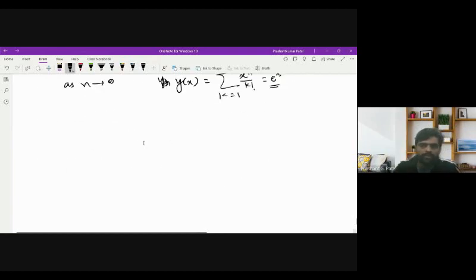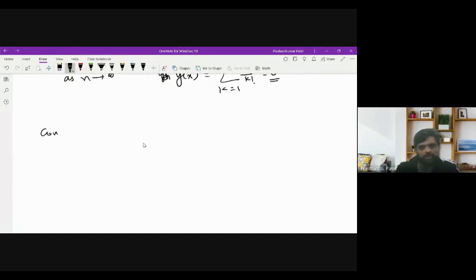Let us solve another example. Consider this equation: y dash is equal to x plus y, y of 0 equal to 1. The actual solution I am giving you as homework, so that you can find it out. Here my interest is to find the approximate solution for this.